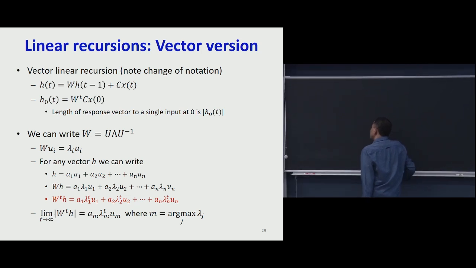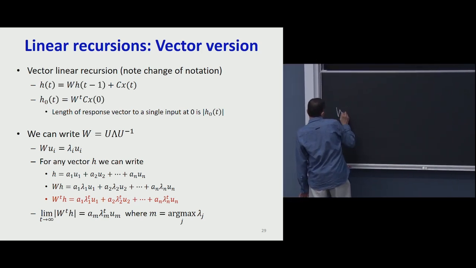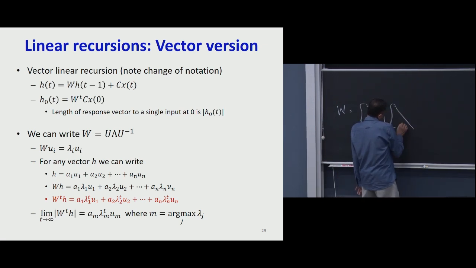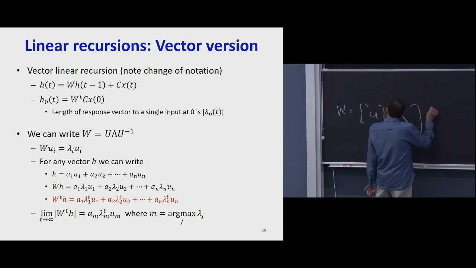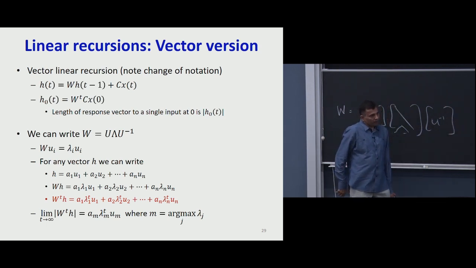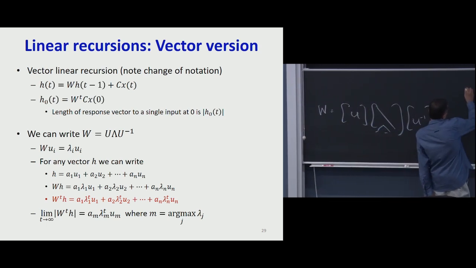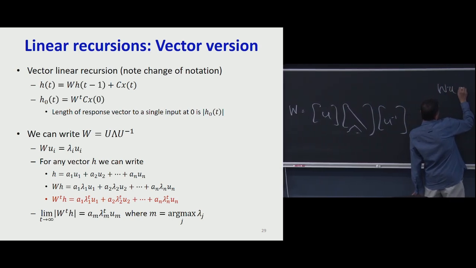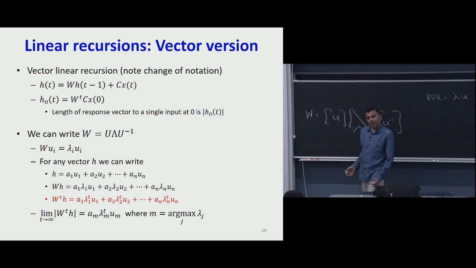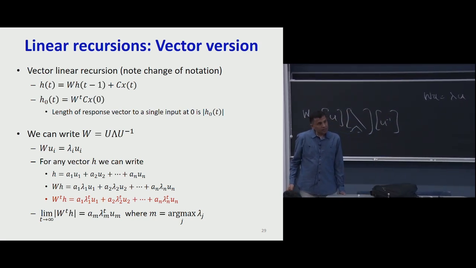I can write the weight matrix as some U times my lambda matrix times U inverse. This is your standard eigendecomposition, correct? And so you have WU equals lambda U, where U are the eigenvectors of your weights matrix.